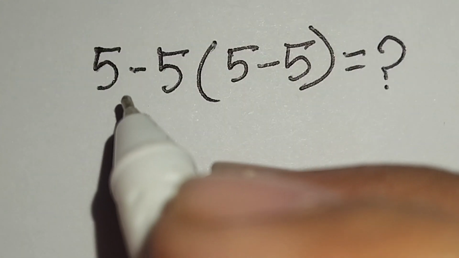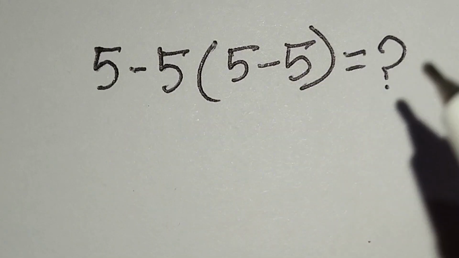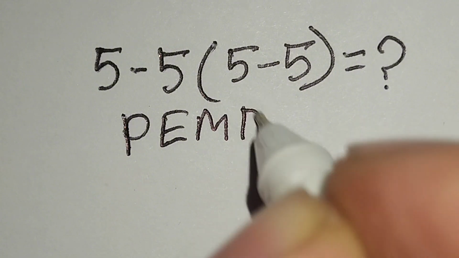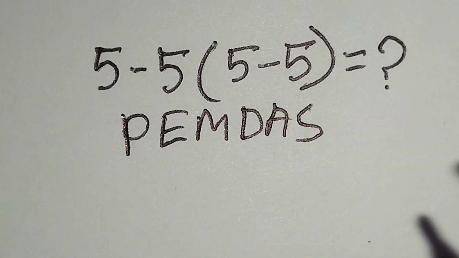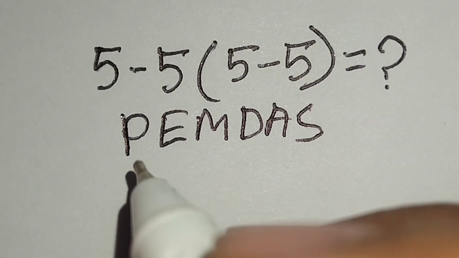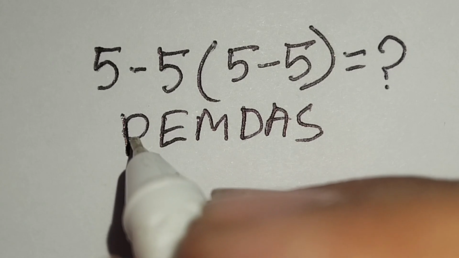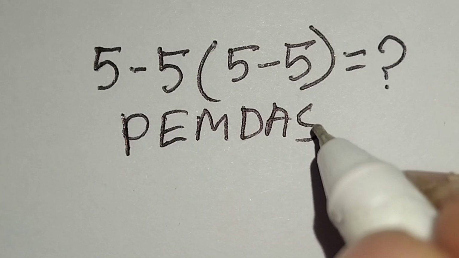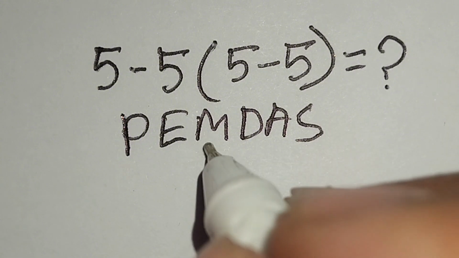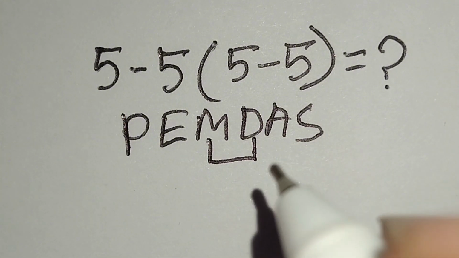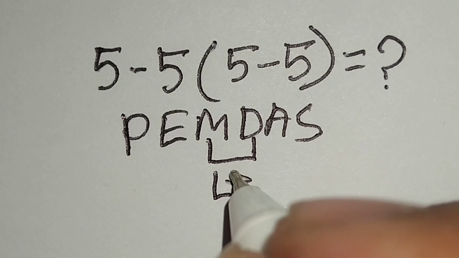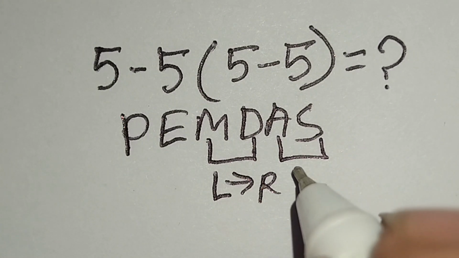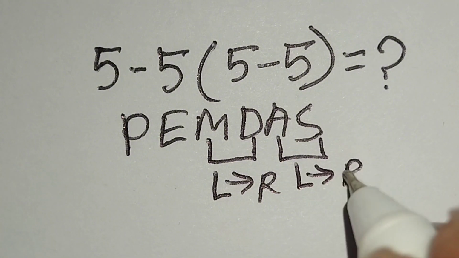Now I will apply the PEMDAS rule to solve this math correctly. PEMDAS, PEMDAS. According to the PEMDAS rule, at first we have to work with parentheses, then exponent, then multiplication or division, then addition or subtraction. Remember, multiplication and division have the same priority. For this we have to work left to right, and addition and subtraction have the same priority. For this we have to work left to right also.